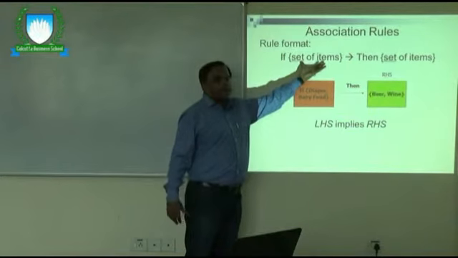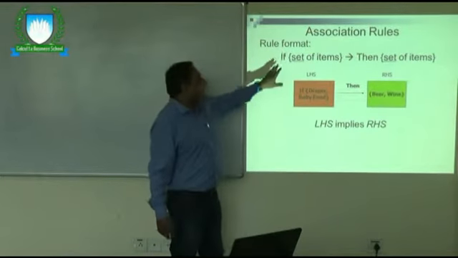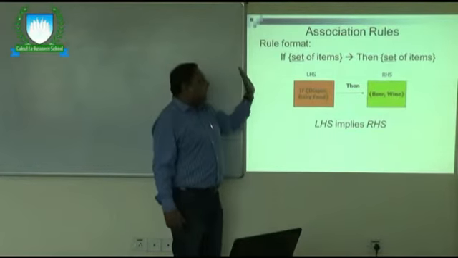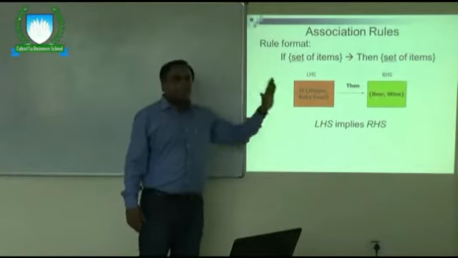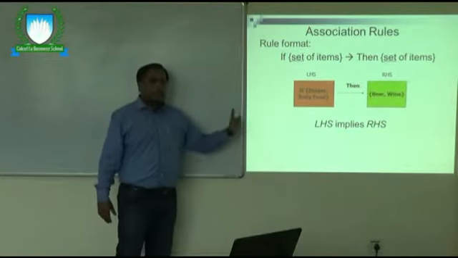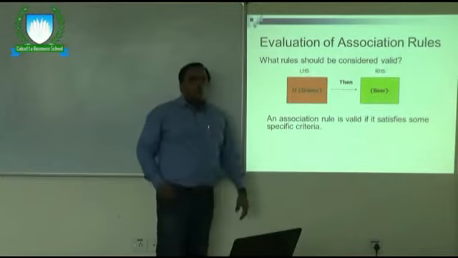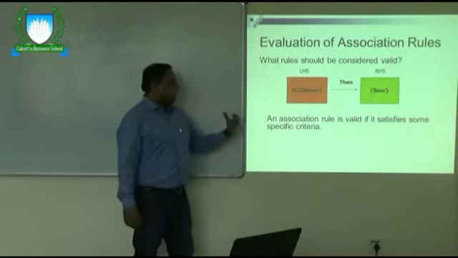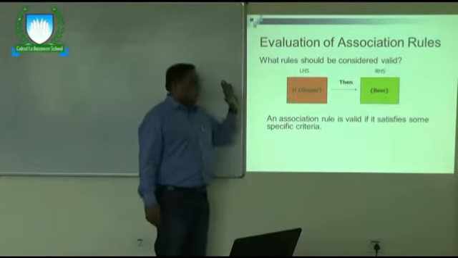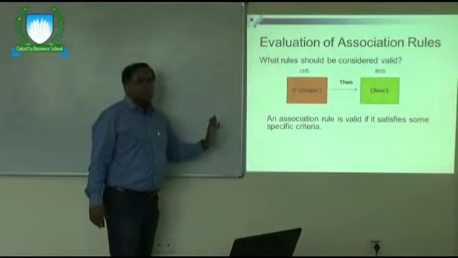There is a set of items on the left side, and a set of items on the right side, and they are associated with the clause if then. So if the set of items on the left side are purchased, then in most of the cases the set of items on the right side are also purchased. Okay, so we say in technical terms LHS implies RHS. Now whether we should go for all such rules extraction, and whether we claim that all these rules exist. No. For an association rule to be properly established, we must satisfy certain specific criteria.